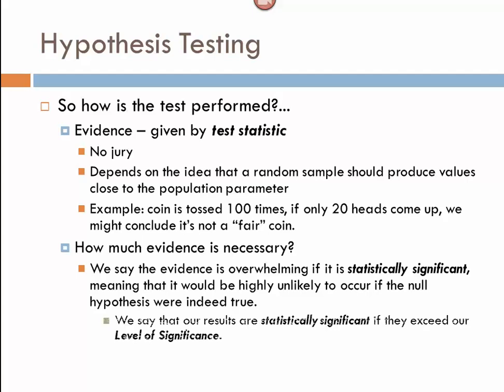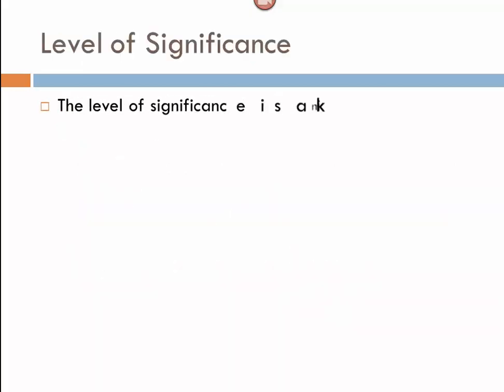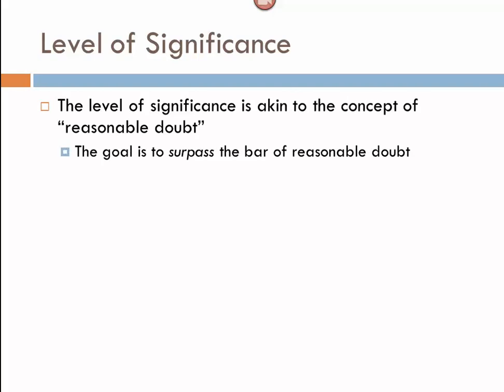And to get more specific about that, we want our results to be statistically significant if they exceed the bar of significance that we set. The bar of significance that we set is called the level of significance. That level of significance is akin to the idea of reasonable doubt. Our goal, of course, is to surpass the bar of reasonable doubt.